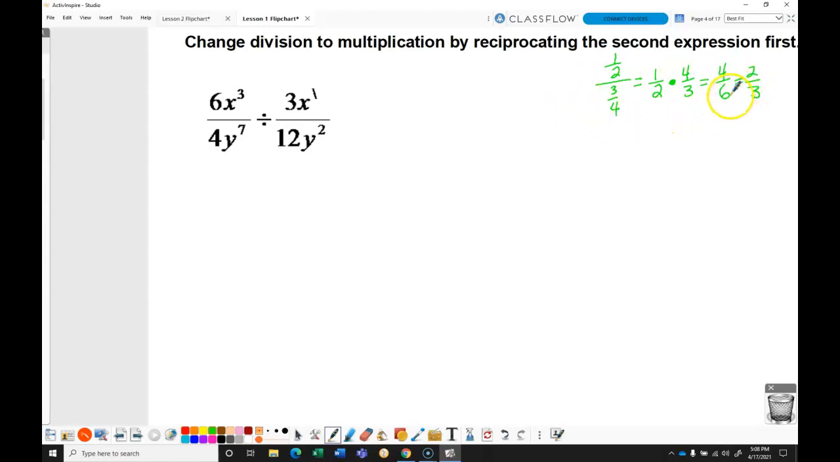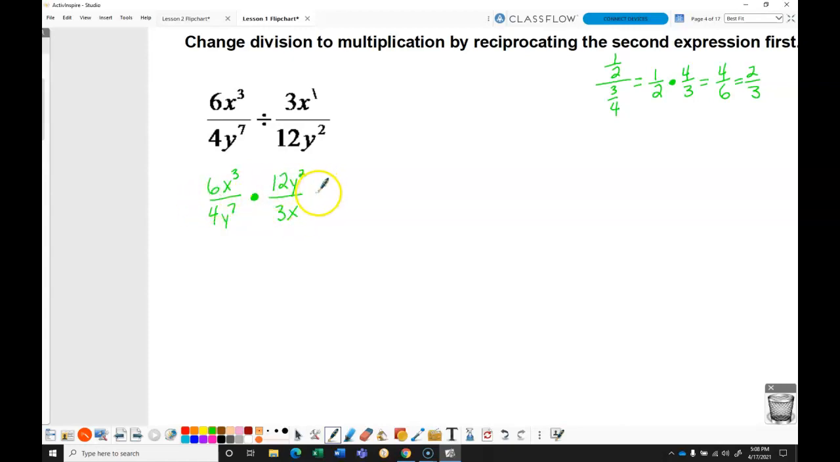We're going to be doing that same exact process. The only difference is now we have variables mixed in. So the first thing I'm going to do is I'm going to get out of this division mode and put it into multiplication. And how I do that is I copy that first fraction. I change from division to multiplication. Because I did that, now I have to reciprocate this fraction. So it's 12y squared on the top and 3x on the bottom.